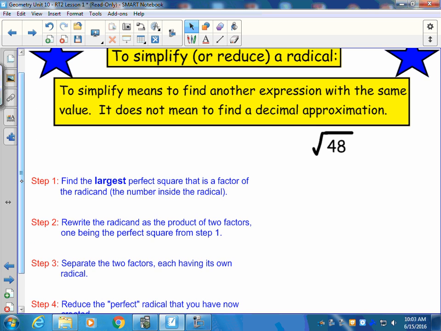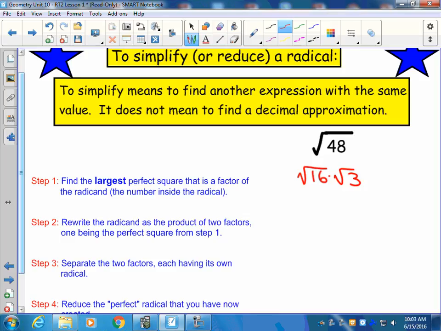Okay, so now, to simplify or reduce a radical, what we want to look for is the largest perfect square that is a factor of the radicand, the number inside the radical. And what we're going to do is we always want to just split this apart. So when we look at the square root of 48, the largest one, 4 pops out at us. 4 is a possibility, but it's not the largest one. The largest one is actually 16.